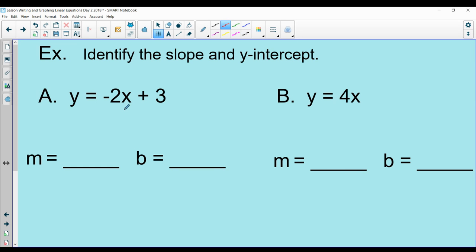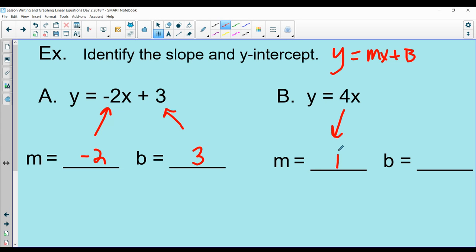Remember, slope-intercept form, the m is in front of x and the b is out here. So on this one, -2 is my slope. That has a +3, so 3 is my y-intercept. On this one, this just has a 4x. So the slope is 4. There's nothing out to the side, so this means the y-intercept is 0. It's going to go through the origin.